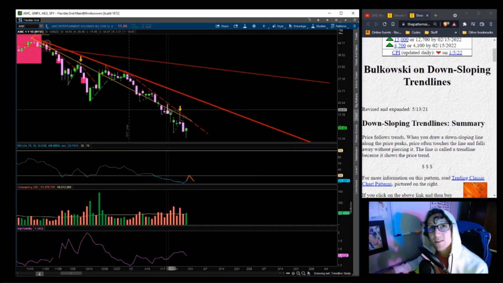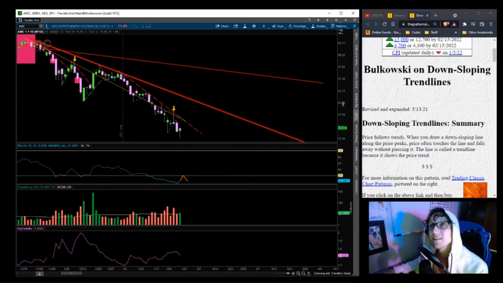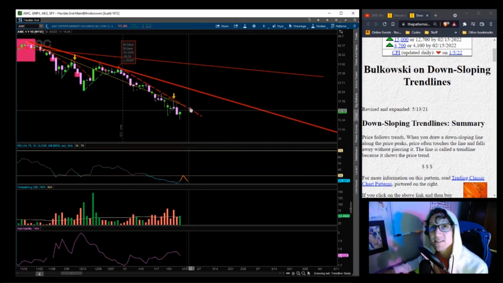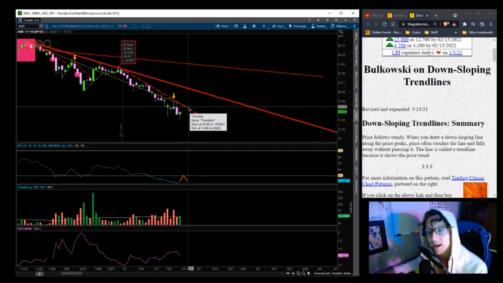You can see that stair-stepping very cleanly, and I expect to see that continue until we break out above one of these trend lines, which hasn't happened yet. So I'm still bearish in AMC, trading puts. I'm working on my fundamental analysis. I'm working on some stock picks based on that analysis.